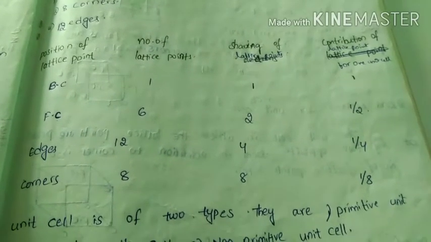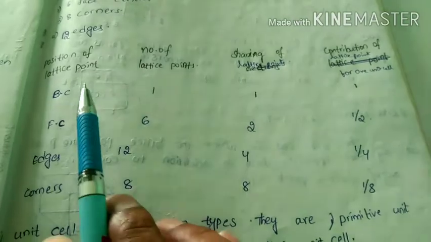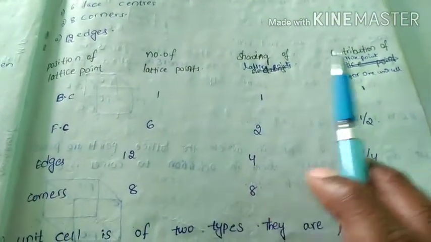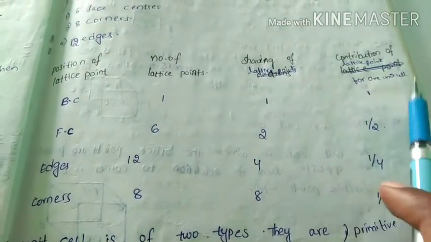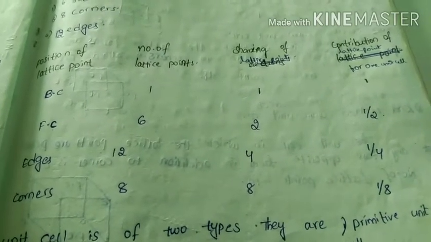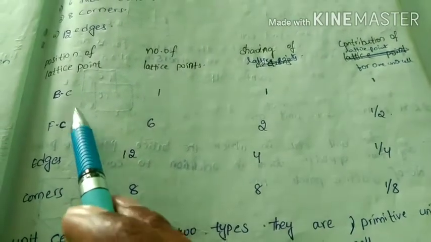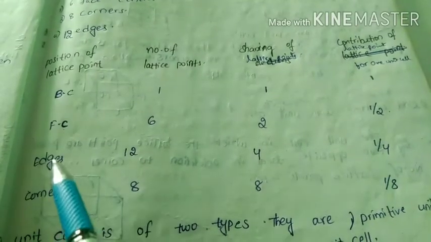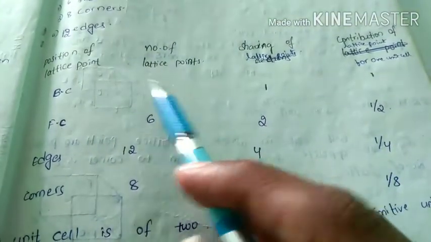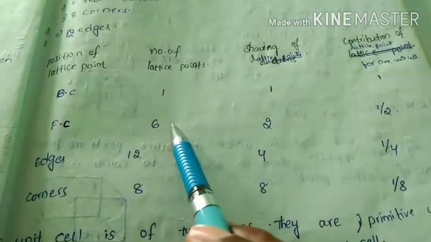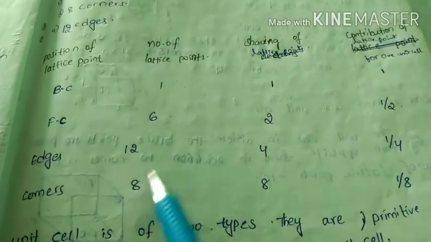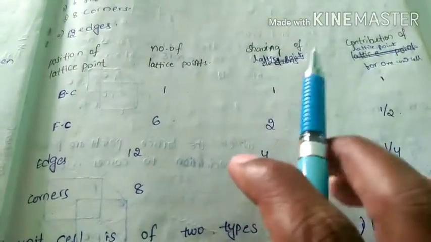Now here one more point is there regarding this. Here one table is there: position of lattice point, number of lattice points, sharing of lattice points, and contribution of lattice point for one unit cell. This is also very important. This is one of the important topics in this chapter. This is body center, face center, edges, corners. We discussed them already, and the number of lattice points also. Body center only one is present, face center 6 face centers are present, edges 12 edges are present, corners 8 corners are present. These two columns are somehow difficult.